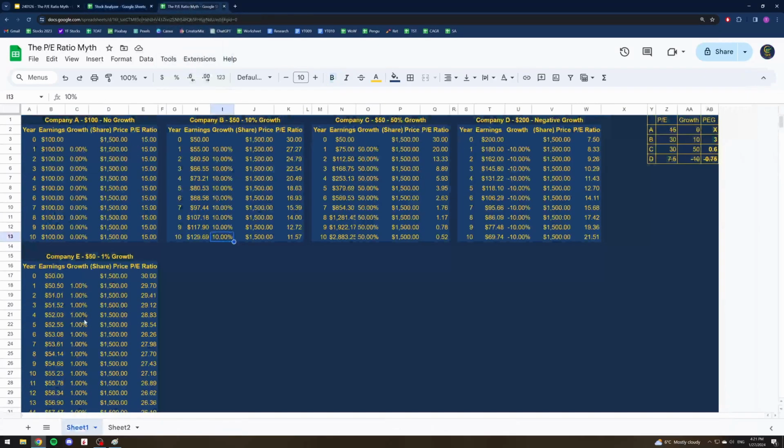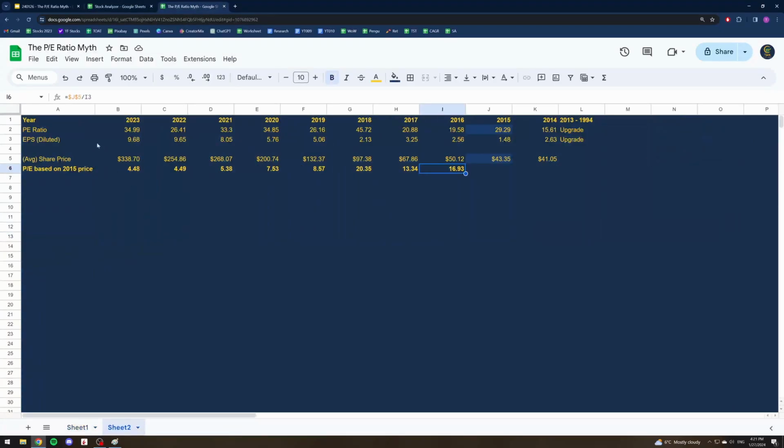That's the next tab. That's this one. And here you can see from Microsoft, from 2023 until 2014, back in time, what their PE ratio was and what their earnings per share was. And on row 5, I added the average share price because this is a yearly number. So this is with a formula.